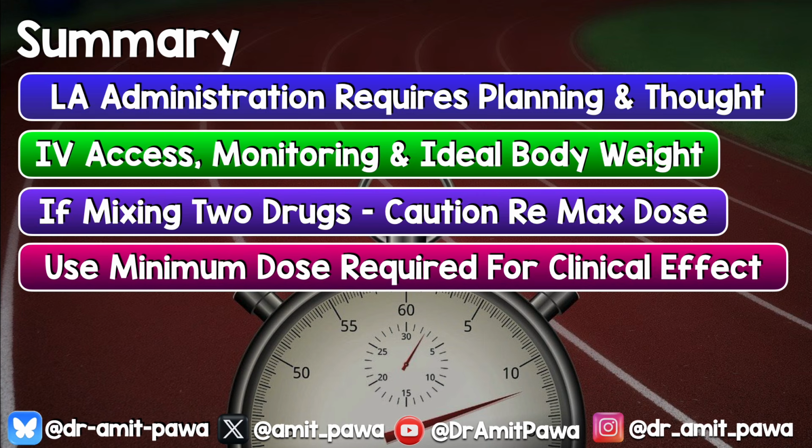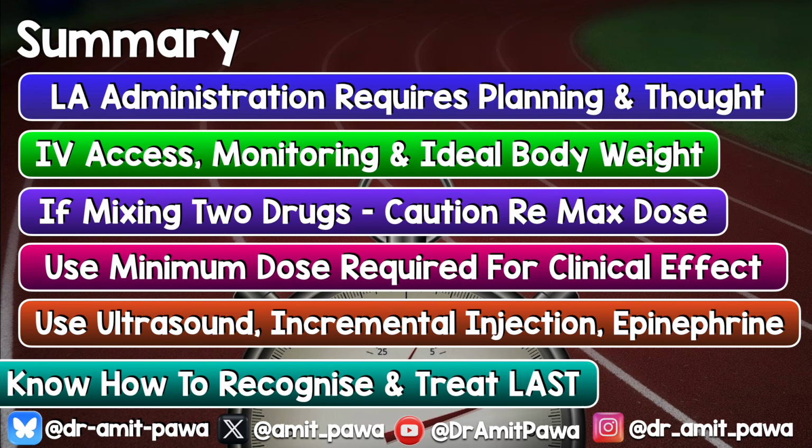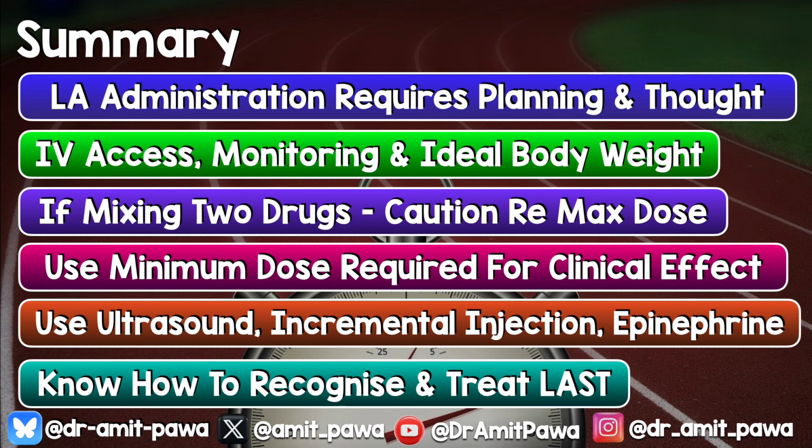Please also only use what you require to get clinical effect. Just because you're allowed to use 20 cc's of 0.5% bupivacaine, maybe you don't need to for that block to be effective. Use ultrasound when you're siting your blocks. Do small incremental injections, so if some of that is intravenous, you don't inject the whole amount, and consider using epinephrine, certainly for those high volume blocks. But know how to recognize and how to treat local anaesthetic systemic toxicity.